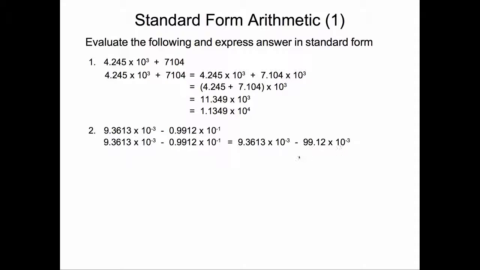Notice that we have a common factor of 10 to the power of -3. We take it out, so it becomes a case of subtraction of these two numbers that we can deal with. This will give me a number of -89.8 approximately, times 10 to the power of -3.